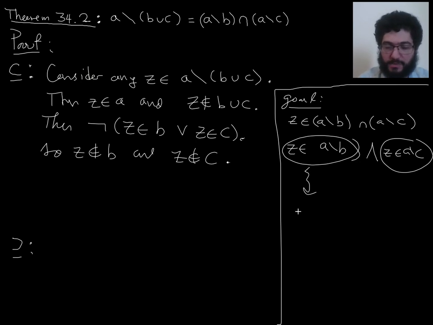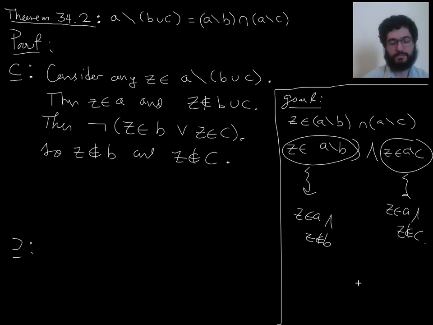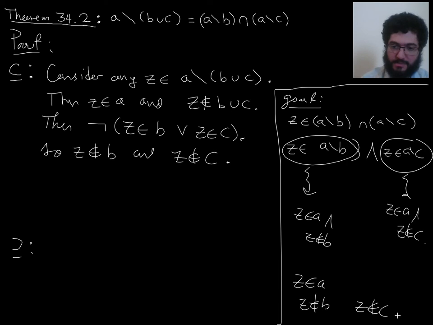And if I break this one down, that means I want to prove z is in A and z is not in B. And if I break this one down, that means I want to prove z is in A and z is not in C. Okay, so I basically have four things to prove. Z is in A, z is not in B, z is in A, z is not in C. But I repeated myself, so I have three things to prove. My goal is to prove z is in A, z is not in B, and z is not in C.